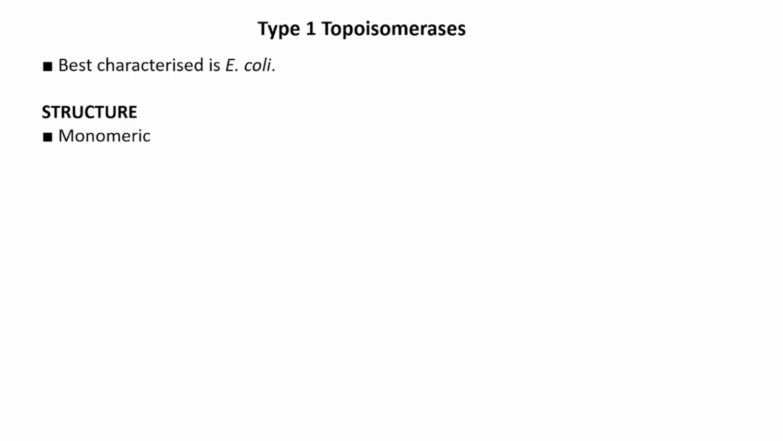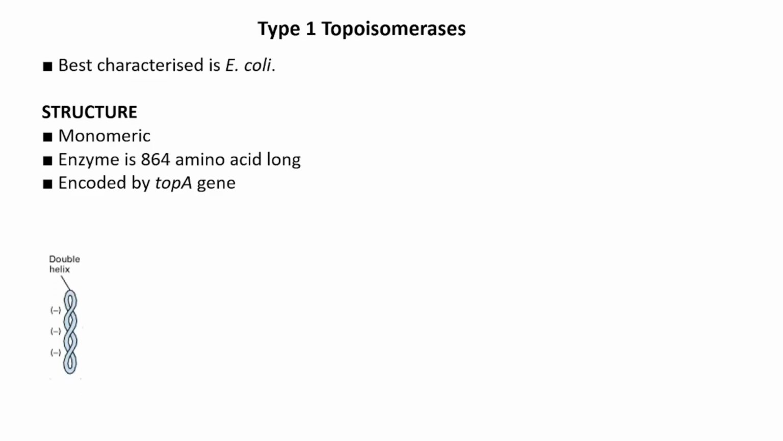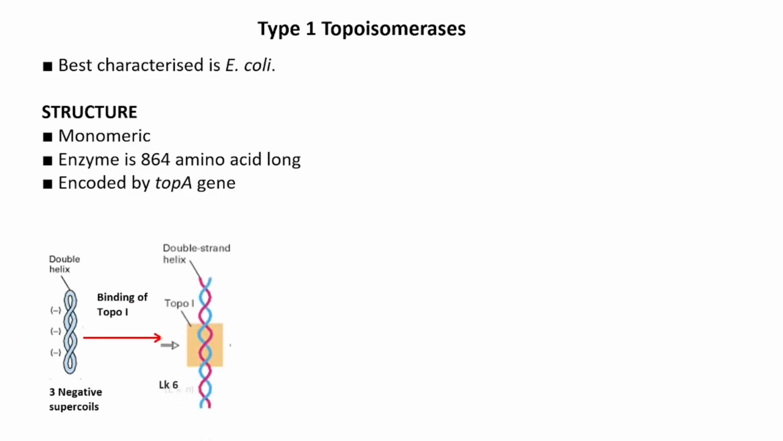The best characterized type 1 topoisomerase is from E. coli. As far as its structure is concerned, it is a monomeric enzyme with 864 amino acids. It is encoded by top A gene. Let us now discuss the mechanism of action. Consider a DNA double helix with 3 negative supercoils. The topoisomerase 1 binds to a part of DNA double helix with linking number 6.